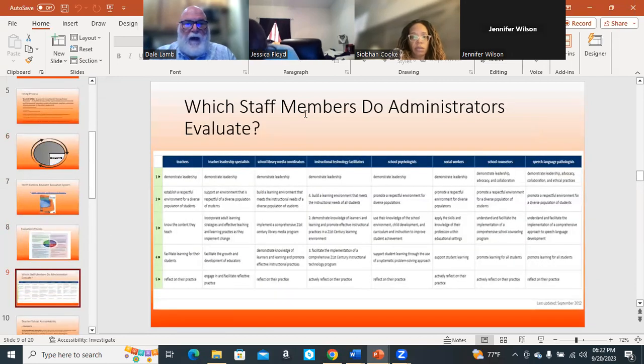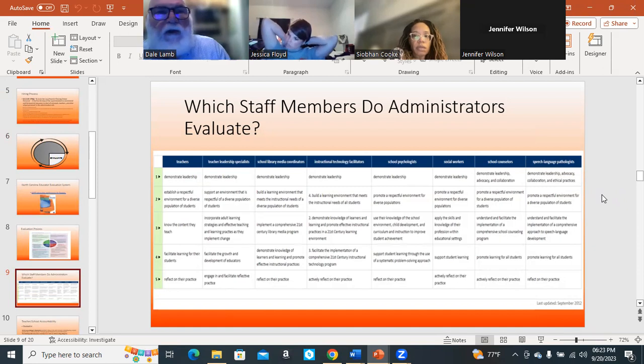Which staff members do they evaluate? Again, your teachers, and again, you have to do them. Your specialists: media, IT facilitators, psychologists, social workers, counselors, and speech language people. Now, some districts don't have you do your exceptional children, but most of them do. So I would say your federal programs are on here too. Your federal programs: CTE, Title I, exceptional children, 504, gifted, and which one did I miss? Oh, English as a second language. Most districts have you do that.